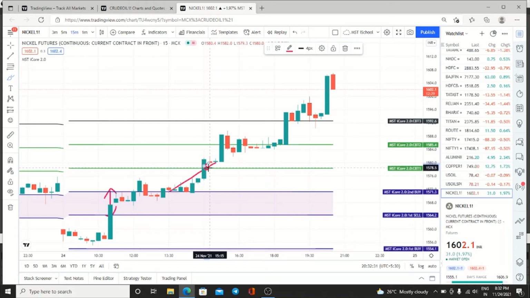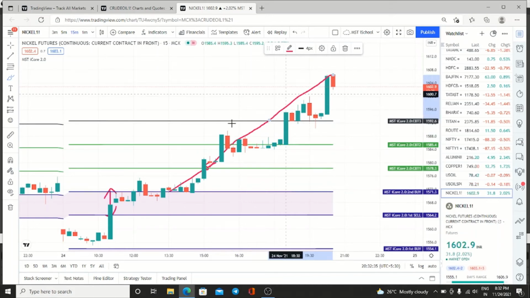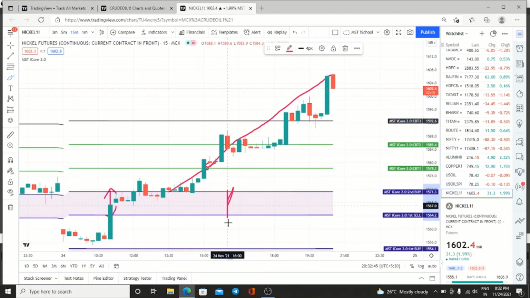Suppose if you are holding for further targets, see full range. How many points you have got the profit? From 1571 to 1606. Almost 30 plus points, 35 plus points you have got the profit. Though we have booked the loss in the first entry, we have recovered the loss and we are in a profit at the end of the day. So this is the beauty of our strategy and this is the beauty of our indicator.